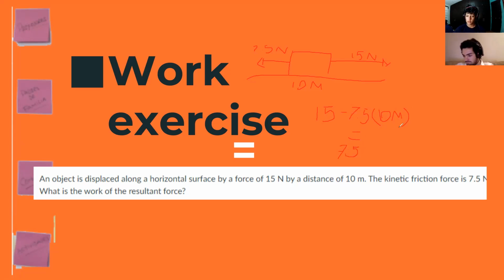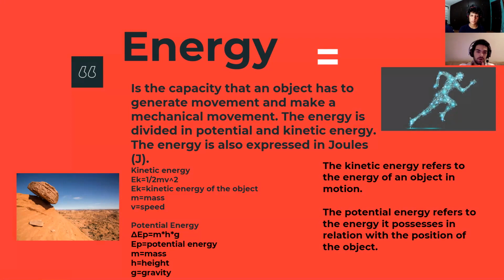newtons. Well, according to the formula, the thing that we could do is 15 less 7.5 per 10 meters. And that's equal to 75.